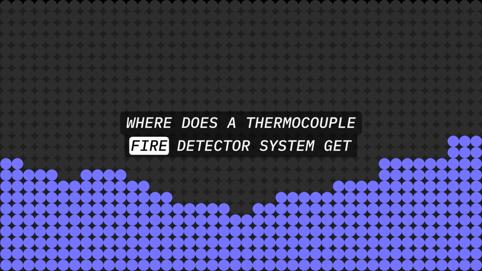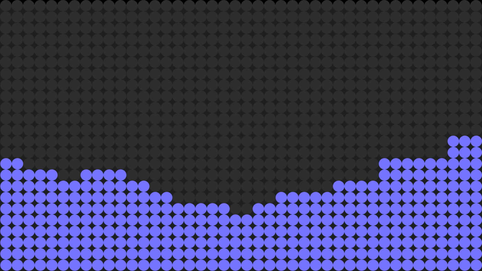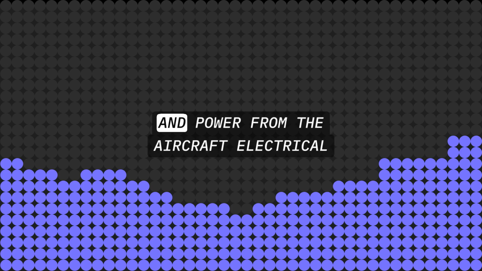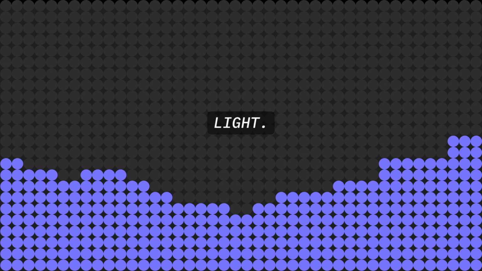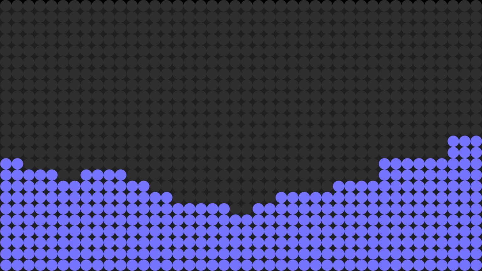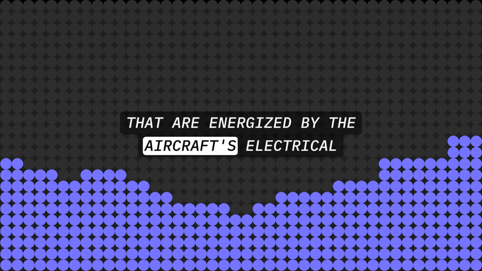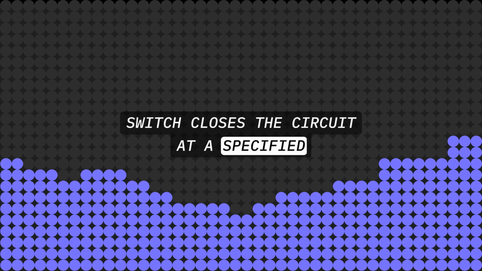Where does the thermocouple fire detector system get its electrical power to operate? The thermocouple produces power to close a relay, and power from the aircraft electrical system flows through the relay to the warning light. Describe a thermal switch fire detector system. Thermal switch systems have one or more lights that are energized by the aircraft's electrical system when a heat-sensitive thermal switch closes the circuit at a specified temperature.